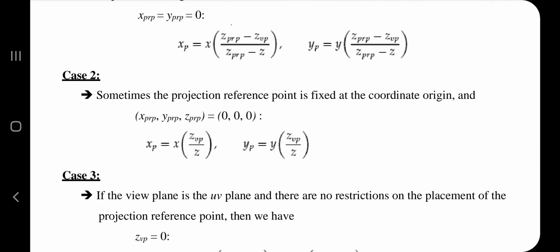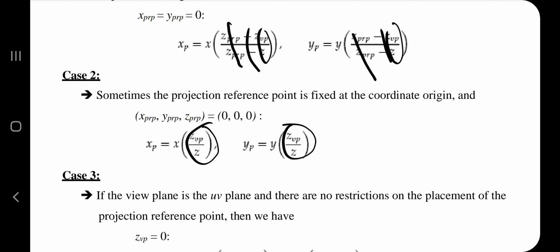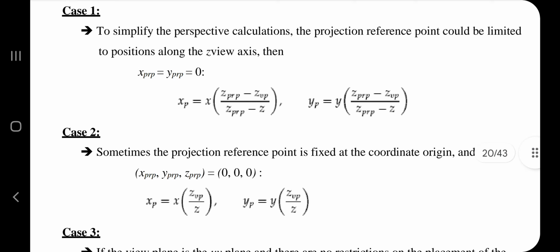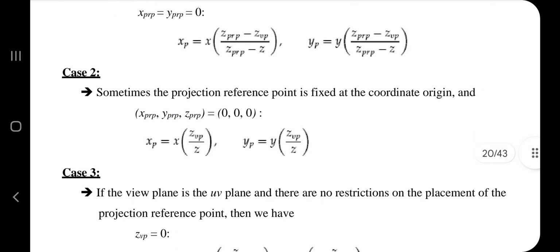Observe carefully what's happening. zprp will get cut off, and minus will get cut off. And what you remain with? zvp by z. That's the answer here. zvp by z. X into zvp by z, y into zvp by z will give me xp and yp. Okay. Next, after case 1 and case 2, you will not move to case 3, but you will move to case 4. Reason I will give you now.